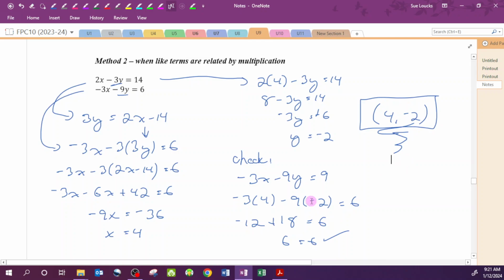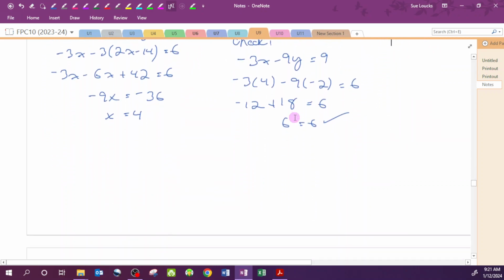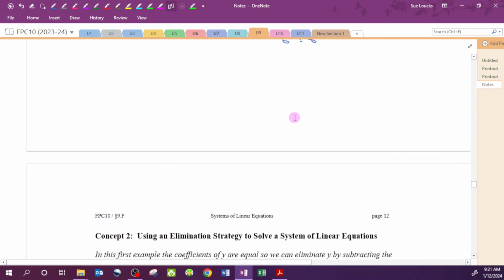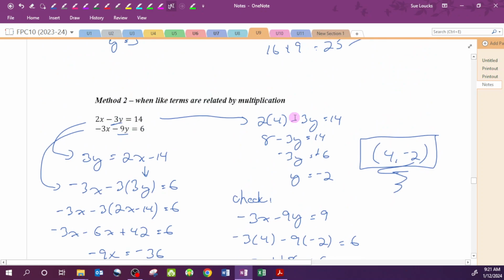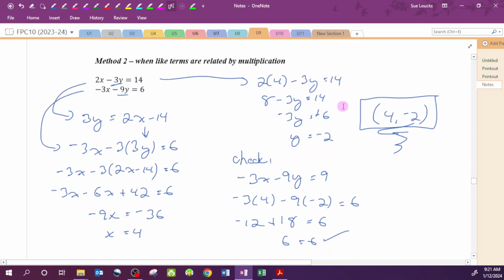Okay, so that is it for working by substitution. I'm going to pause the video here and do a second video for solving by elimination, because it's definitely worth you doing some practice of this before you look at the second strategy.